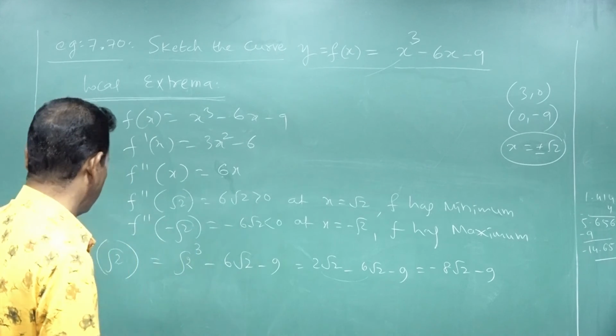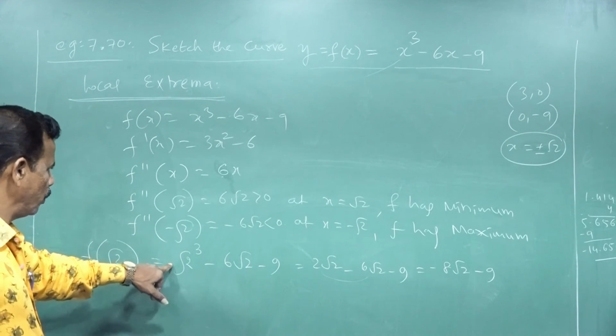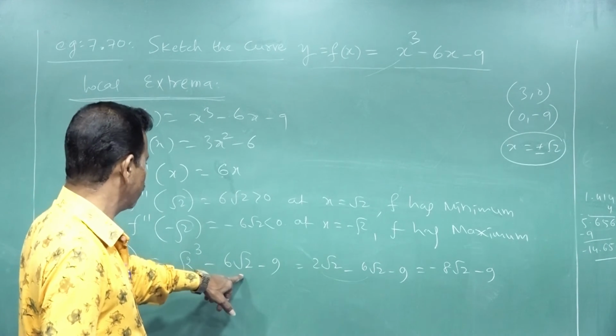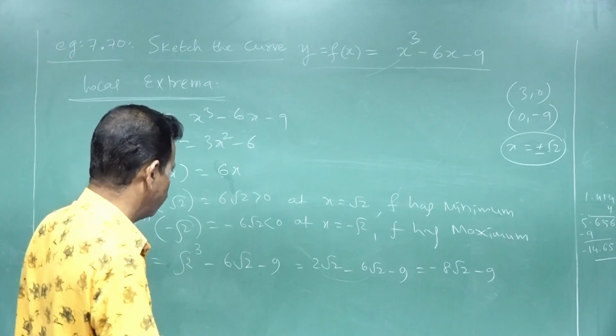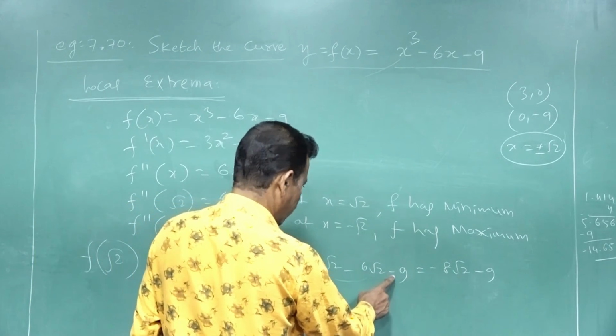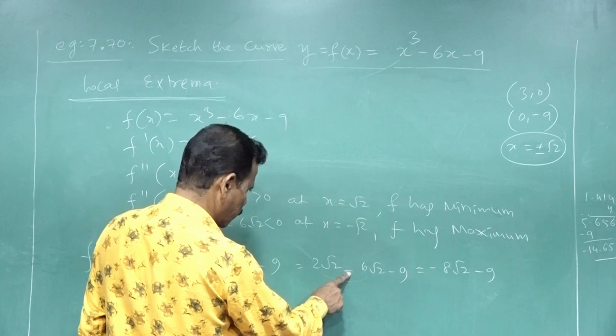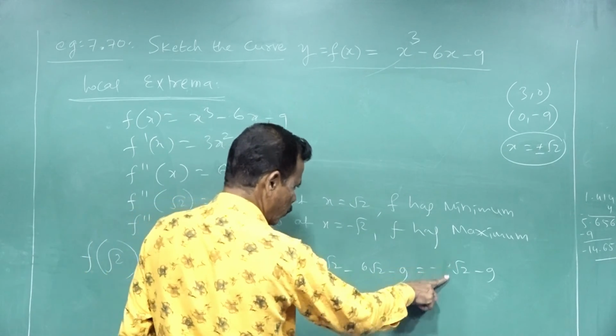Okay, correct? Root 2 cube is 2 root 2, minus 6 root 2, minus 9. Plus 2 root 2 minus 6 root 2 minus 9. So here, minus here, plus, gives minus 4 root 2.